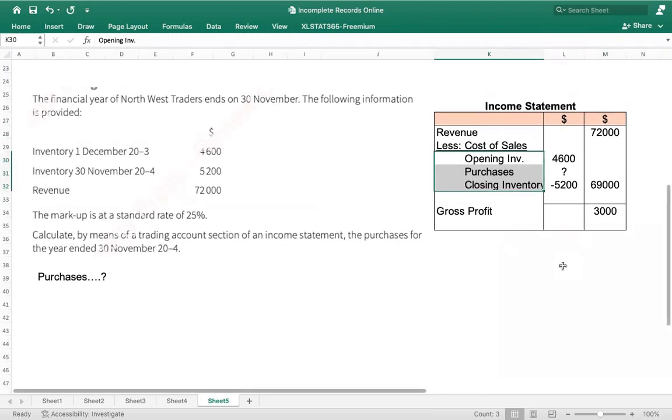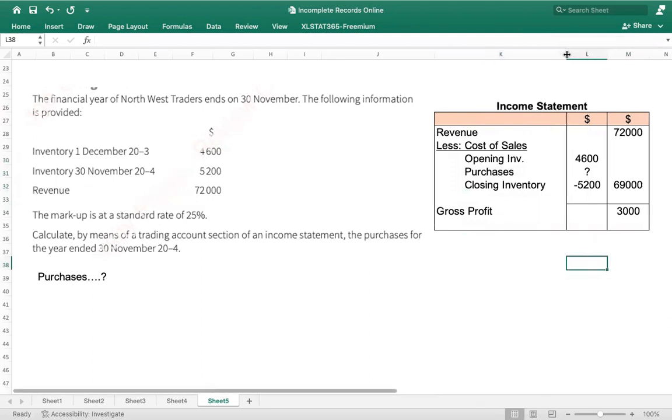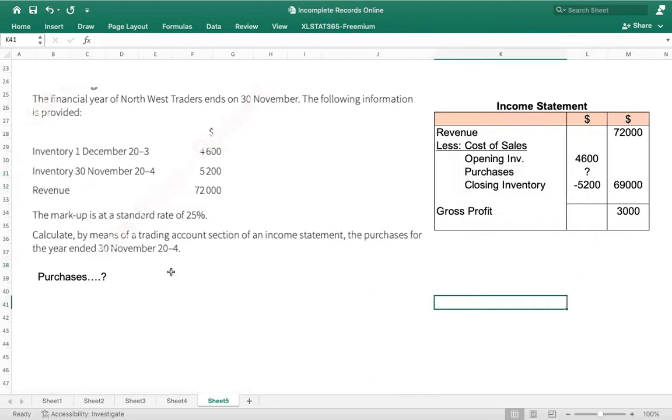Now see how to do that. How do we use that markup information? Can you tell me what you mean by markup? Markup is a percentage of gross profit on cost of sales. On cost of sales, and cost of sales we don't know. Do we know cost of sales? No. So whenever your percentage is based on an item which you don't know, in that case we will follow this strategy.